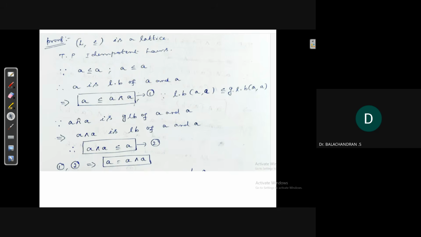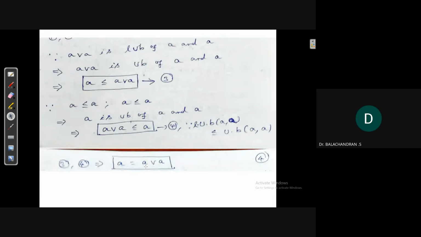Now I will take A and A. A and A is nothing but the greatest lower bound of A and A. So it should be a lower bound of A and A. It is a lower bound of A, meaning A and A is less than or equal to A. So from 1 and 2, we have A equal to A and A.